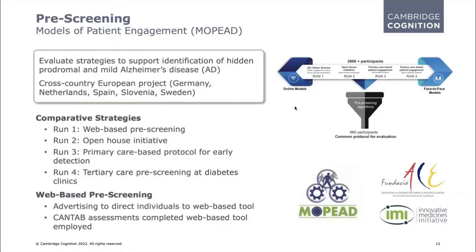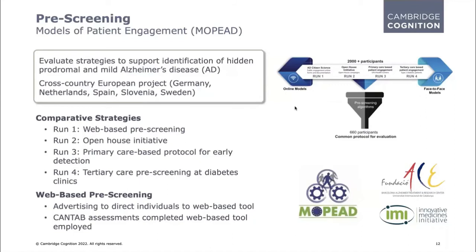The goal of the Models of Patient Engagement study was to evaluate different strategies and methods to ultimately identify undetected cases of dementia in the general population, and also increase the awareness of dementia as well. This pan-European project involved clinical sites and web platforms in Germany, the Netherlands, Spain, Slovenia, and Sweden.